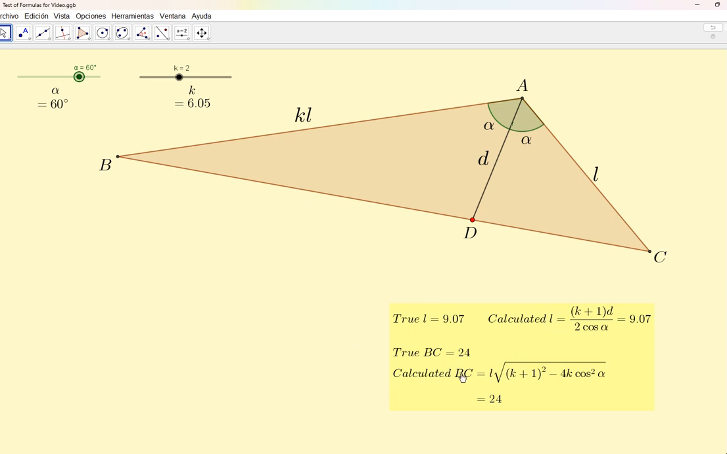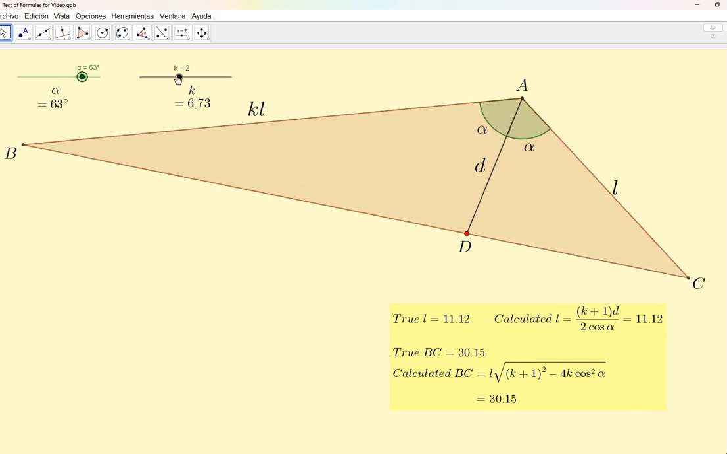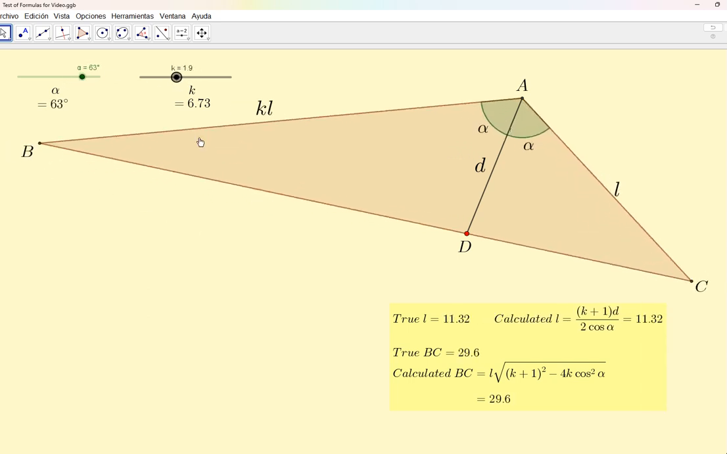That was our result here. And in this GeoGebra construction, we can vary the distance d, we can vary the angle alpha, and also the factor k. And in GeoGebra, we can actually do all these calculations and also compare them to the true lengths. So the true value of L here is 11.32, and as calculated, it is also 11.32. The true length BC is 29.6, and the calculated version is also 29.6.